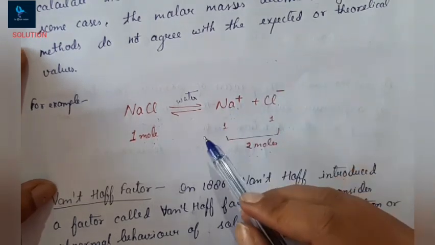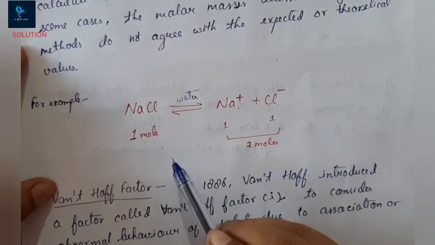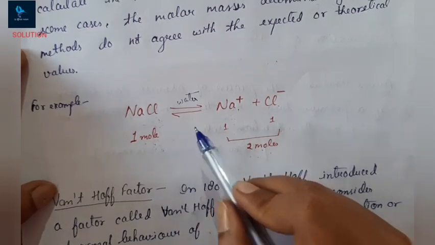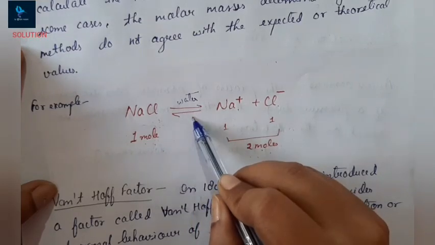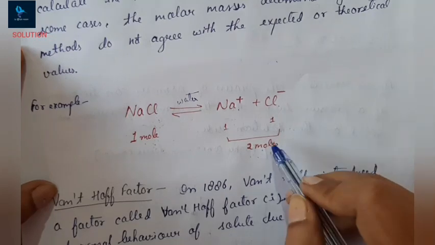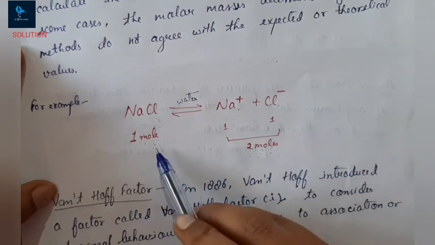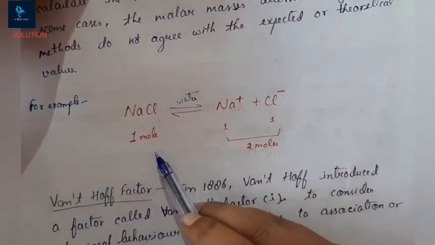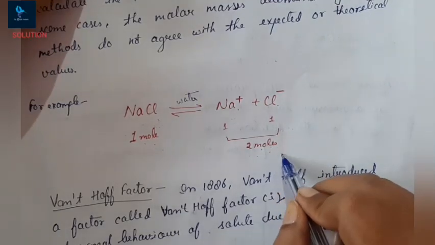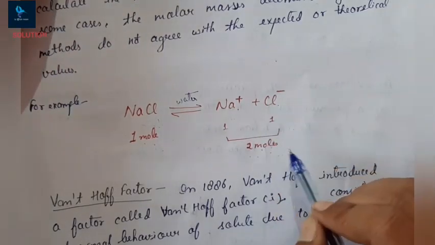As we know, the colligative properties depend on the number of solute particles. So when we calculate the molecular mass of 1 mole of NaCl, it dissolves in water and changes into 2 moles. So we did not get the accurate molecular mass of NaCl, because here the number of solute particles changes. First we took 1 mole, but after dissolving it changed into 2 moles, and this shows the abnormal molar mass.